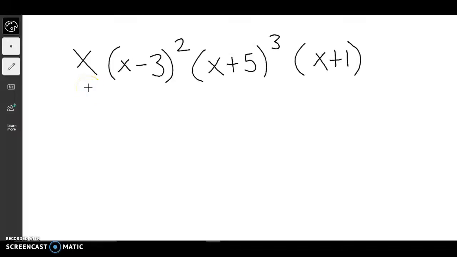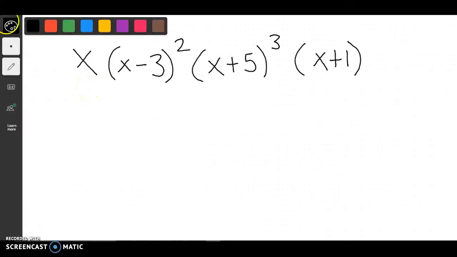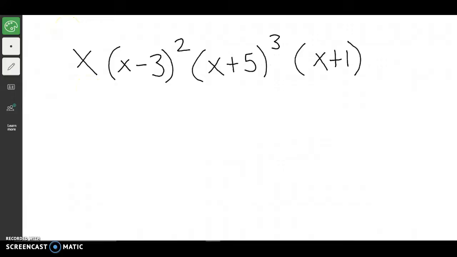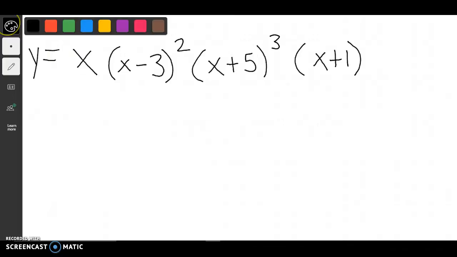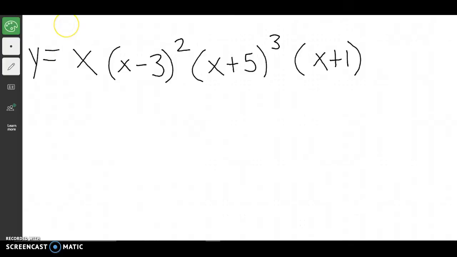Okay, so today we're going to learn how to find the shortcuts of graphing polynomials. The first thing is, this is in factored form, and if you get a polynomial that is not in factored form, you should put it in factored form. We've spent a lot of time getting things in factored form, so we're going to use this to try to find all the information.